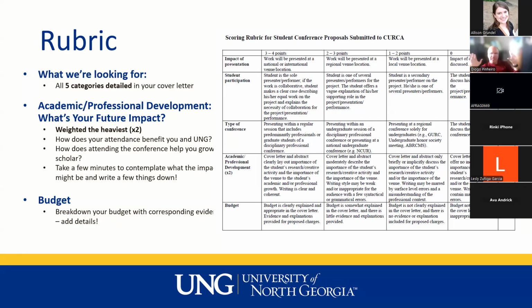Next, the academic and professional development part. This is the most important part of the submission, right? It's going to count twice as much as everything else. It's going to be where you discuss how presenting at this conference is going to enhance the goals that you have for your career. Is it going to help you get into graduate school? Is it going to help you get into a particular job? Is it going to help you be competitive for some award, right? All of this information and being as specific as possible is very important here, right? Tell us about how this presentation will help your long-term goals in your career, right?